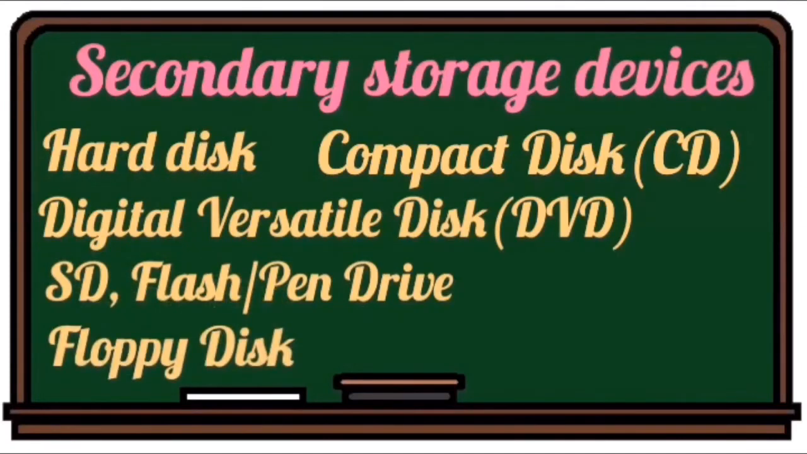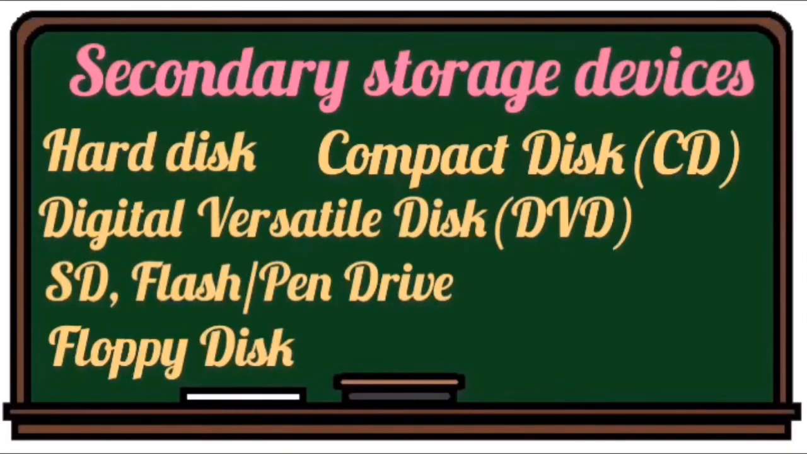So a storage device is used to store a large amount of data and information. There are two types of storage device, that is primary and secondary. Primary examples are RAM and ROM, which are already present inside the computer. For a secondary storage device, if you want extra space, we have to purchase secondary storage devices.